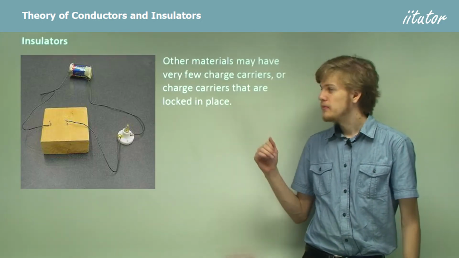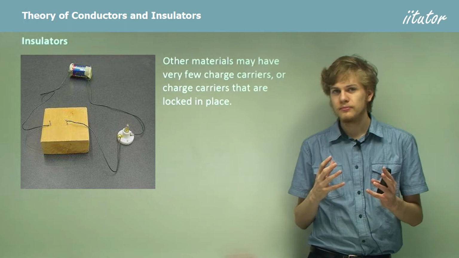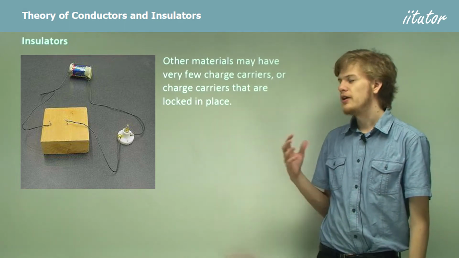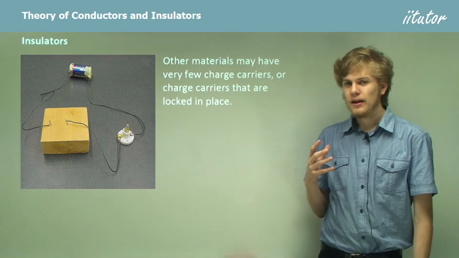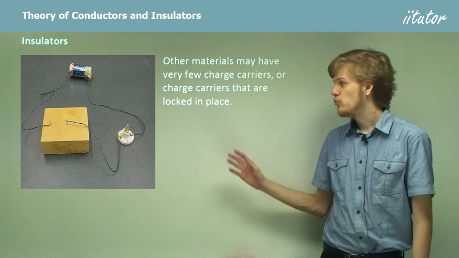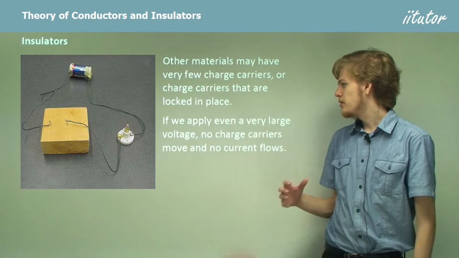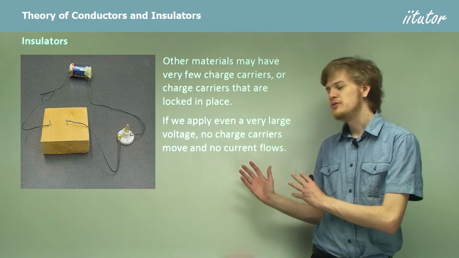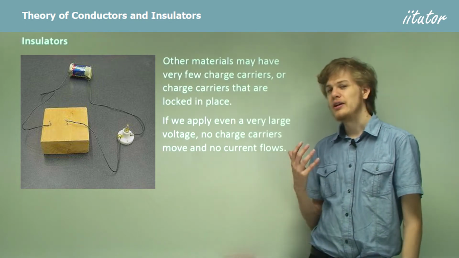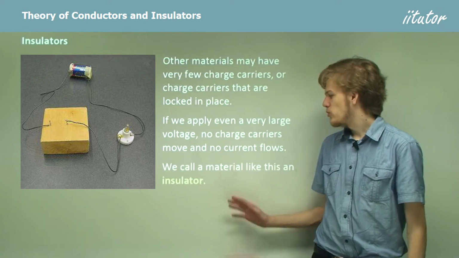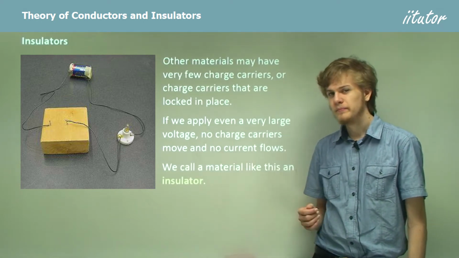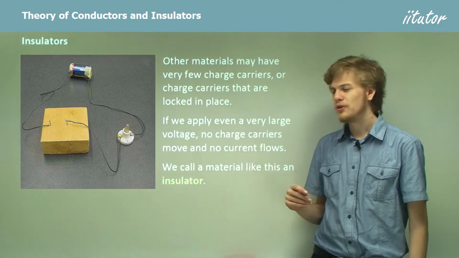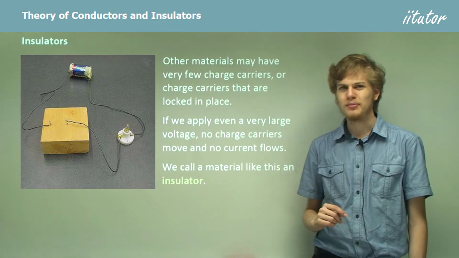Other materials might have very few charge carriers, or they might have charge carriers that are locked in place. An example of a material like this is a block of wood. If we apply a very large voltage, then we won't get any charge carriers moving, and we won't get any current flowing. We call a material like this an insulator. You can see that when you connect an insulator in a circuit, you won't get the light bulb lighting up.